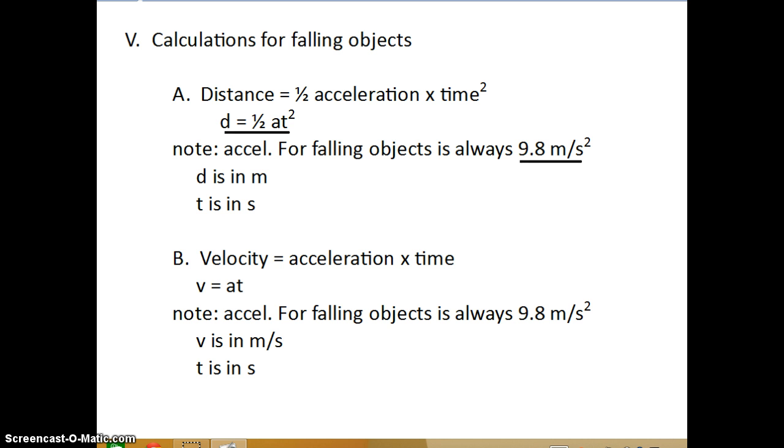Velocity is acceleration times time, and I will give you that equation as well. I will give the v equals at, and make sure you always remember that the acceleration is always 9.8 meters per second squared. V is in meters per second, t is in seconds.